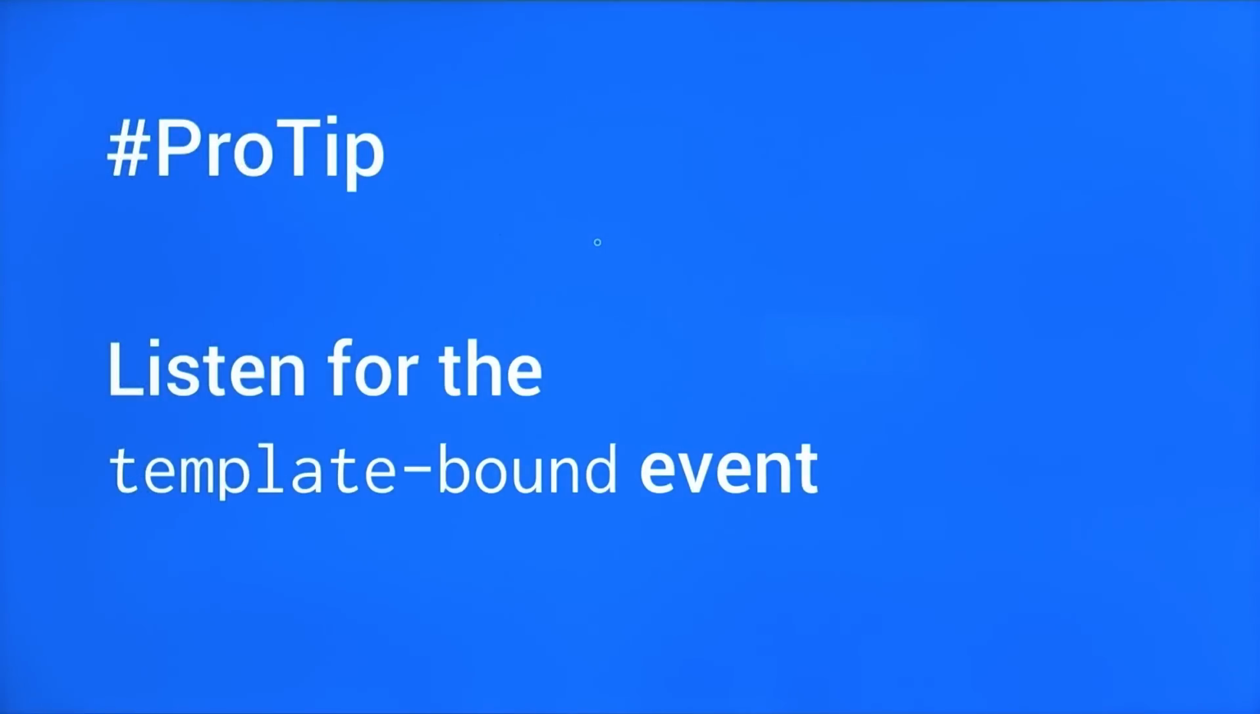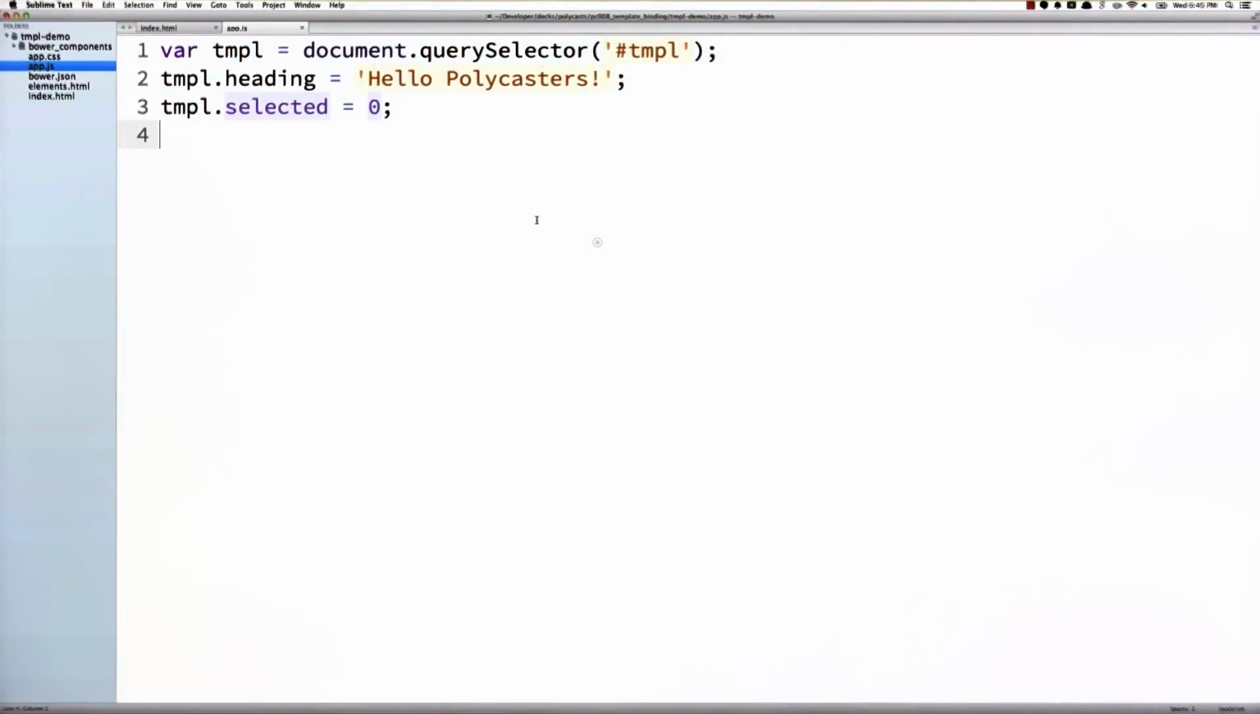Now here's a little pro tip for you. As you're working with the auto-binding template, if you need to access any of its contents using JavaScript, you're going to want to listen for its template bound event. And the reason is because the auto-binding template stamps out all of its content asynchronously. So to demonstrate how to do this, I'm just going to log the core menu element itself to my console.